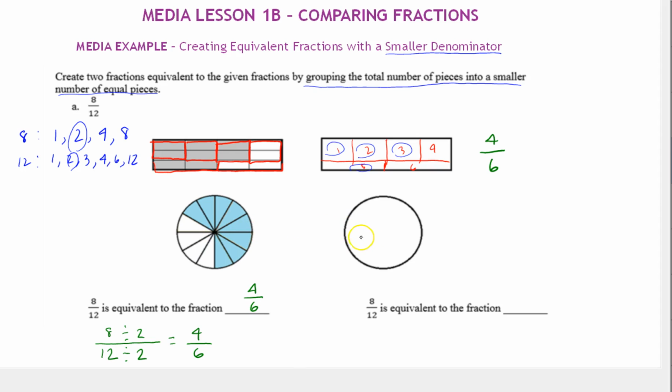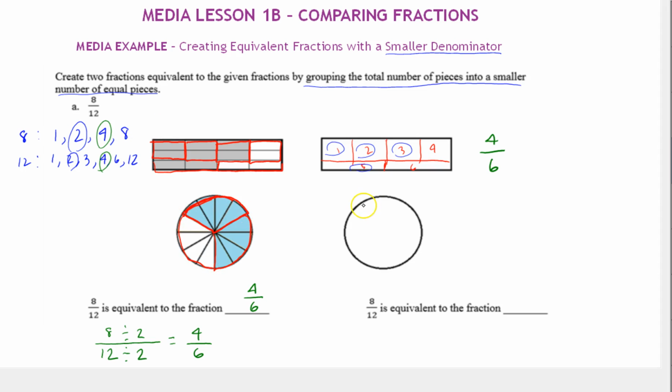So this is still 8/12, but now we have it in this pizza shape, or circle. I don't think all circles are pizzas, I guess. So now let's look at our common factors from before. So why don't we use 4? So I'm going to group this into 4s, and I'm going to say that every 4 pieces, 1, 2, 3, 4, are now 1 piece. 1, 2, 3, 4. This is our second piece, and this is our third piece.